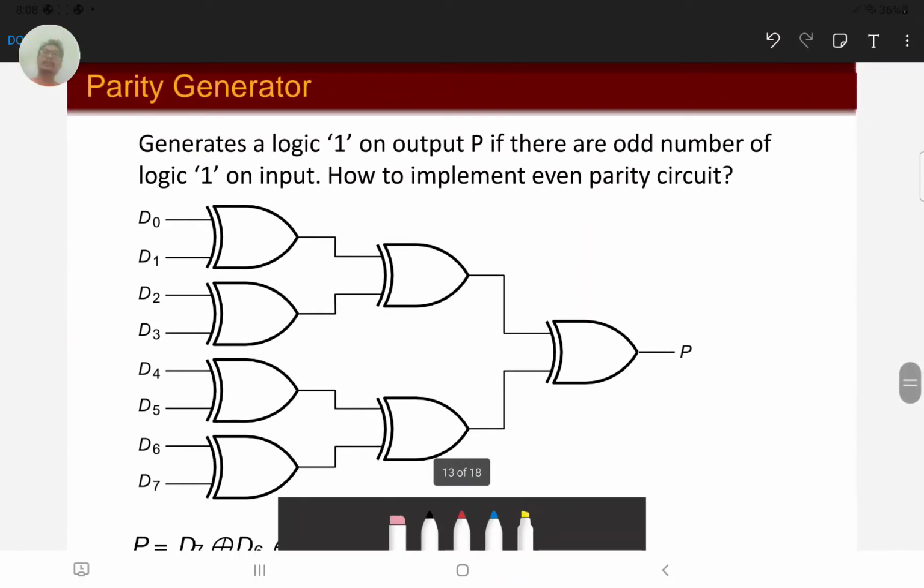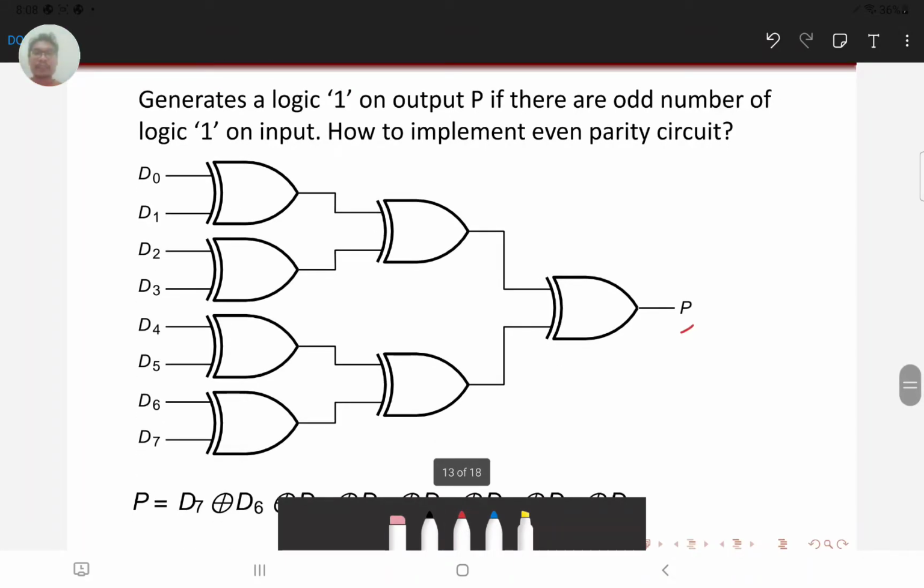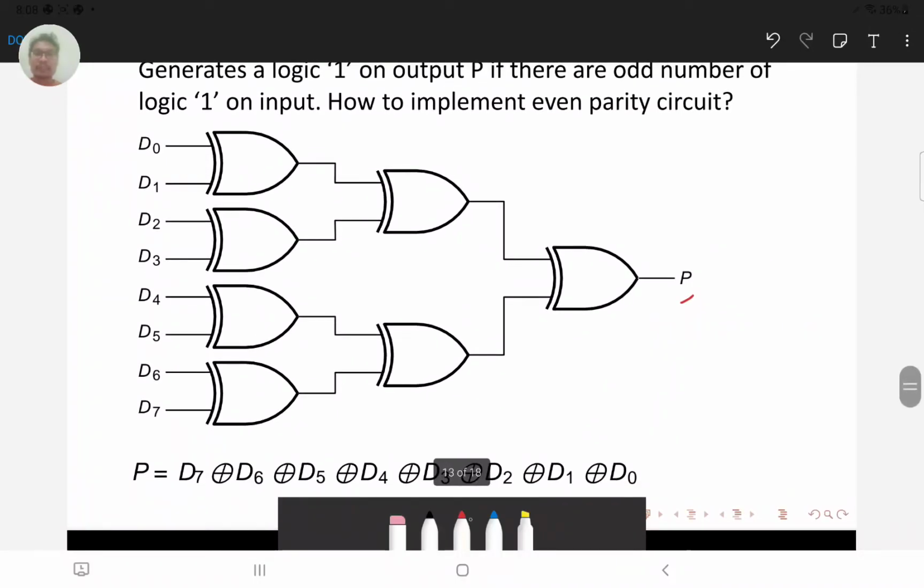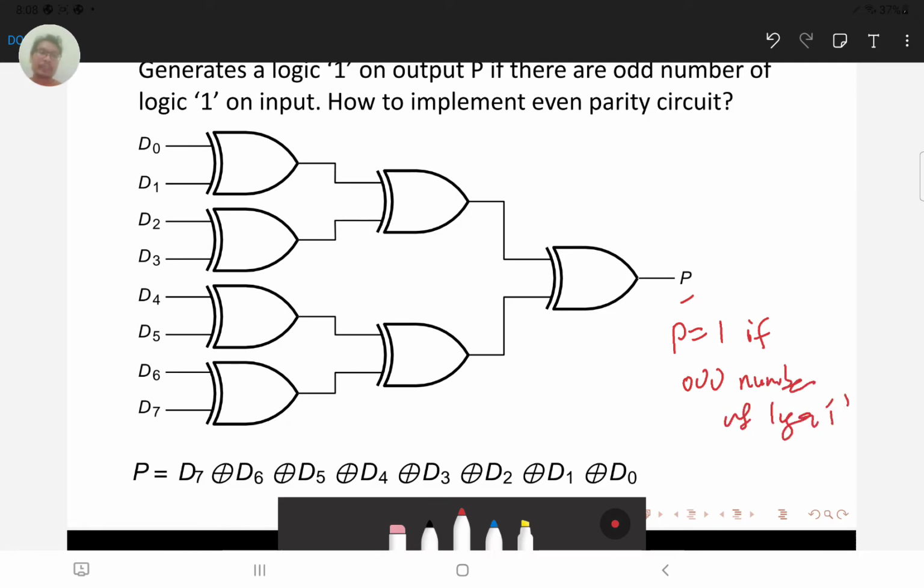Let's look at the parity generator next. In the parity generator, we produce a logic 1 on the output P if there is an odd number of logic 1s on the input. How to implement the even parity? First we need to understand the odd parity circuit. What it does is P equals 1 if there is an odd number of logic 1s. Okay, an odd number of logic 1s.